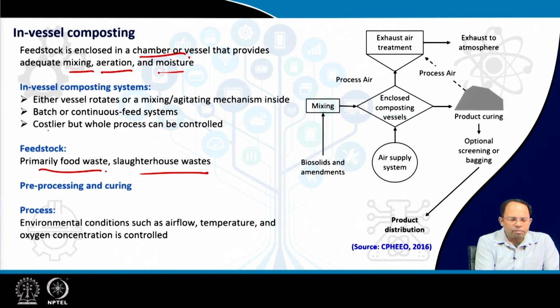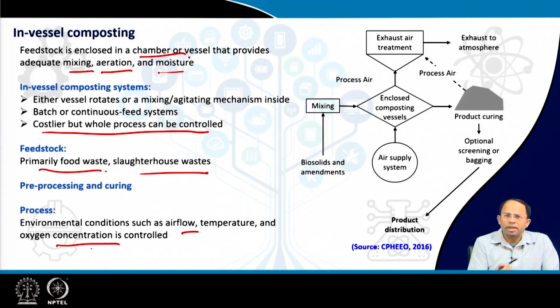So definitely it's a costlier system, but the benefit is that all the things like temperature, airflow and oxygen concentration, all these parameters could be controlled to our desired levels, right? So that will ensure what sort of final compost will come out. So it's costly, but at the same time we can achieve desired quality of the compost by varying the different parameters of the composting process.